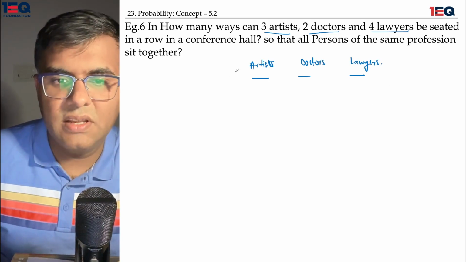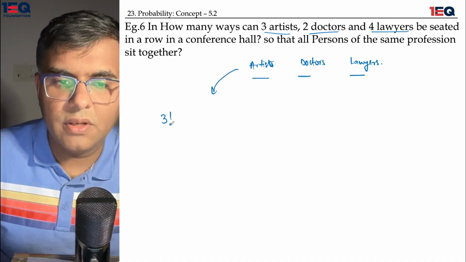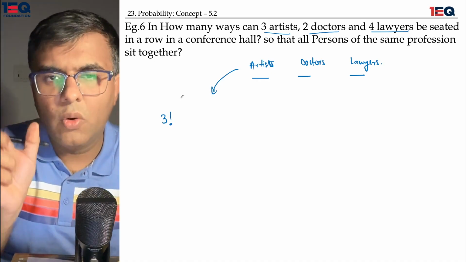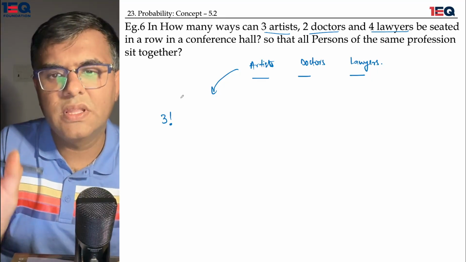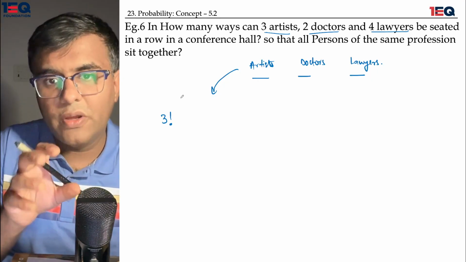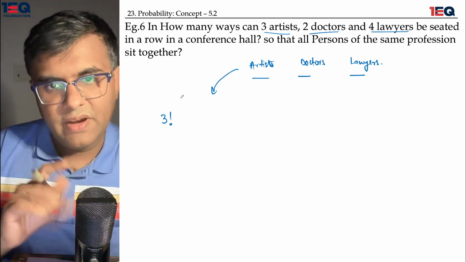So for these three professions, the first entry into the game would be 3 factorial. Okay, because there would be 3 factorial ways in which these people can sit. All artists together, all doctors together, all lawyers together, or first artists, then doctors, then lawyers, or first doctors, then artists and lawyers. So 3 factorial would come for that.